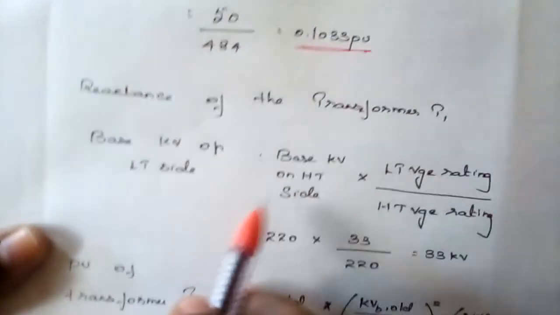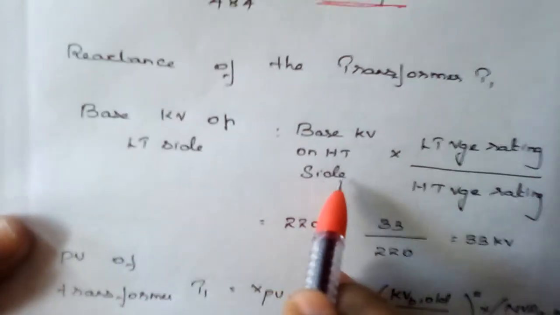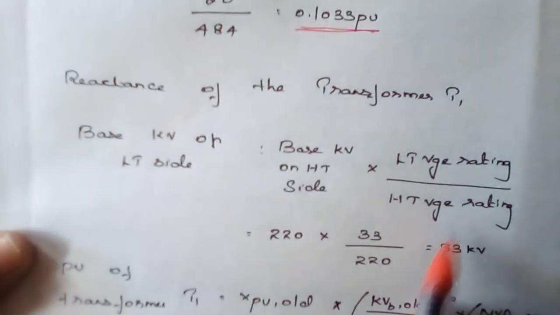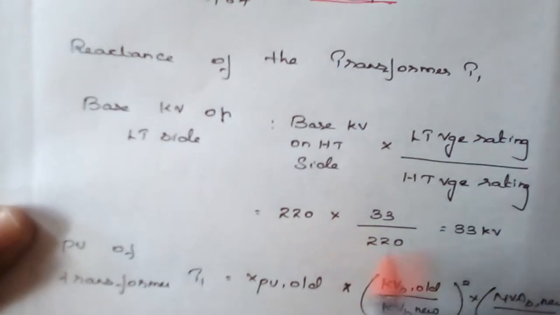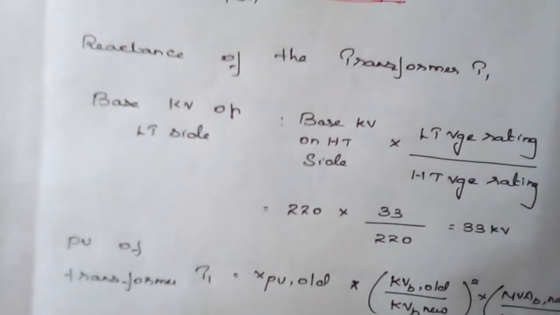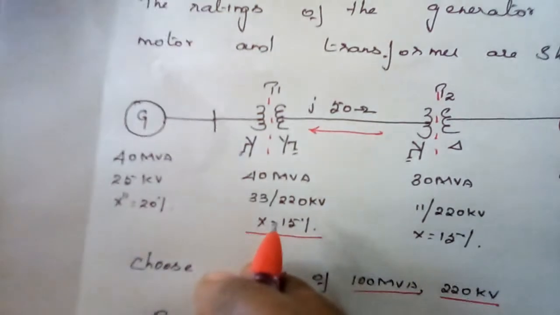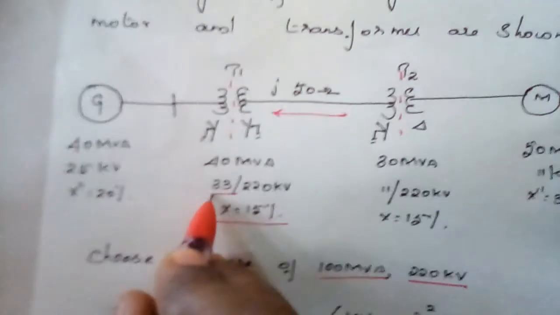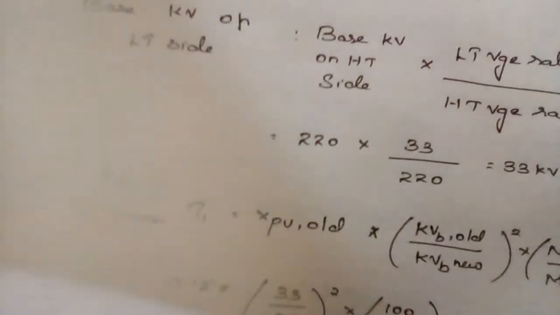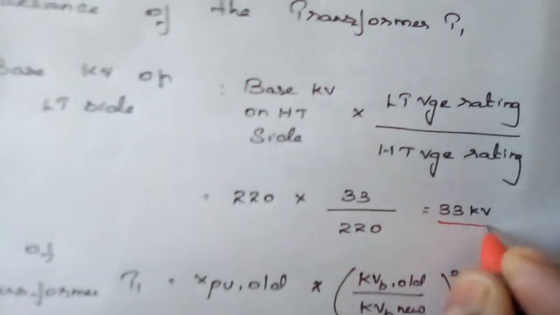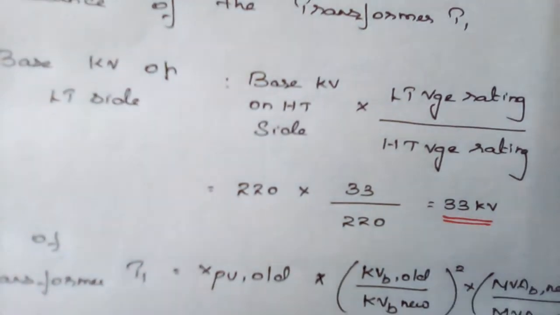base kV on the LT side, that is the low tension side, is equal to base kV on the HT side into LT rating divided by the HT rating. The LT rating and HT rating are given in the problem as 33 by 220 kilovolt. So I am taking this as the low tension voltage and this is the high tension voltage, and substituting, I get the base kV value as 33 kilovolt.